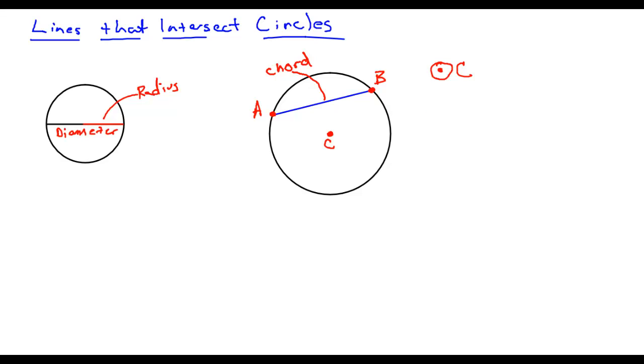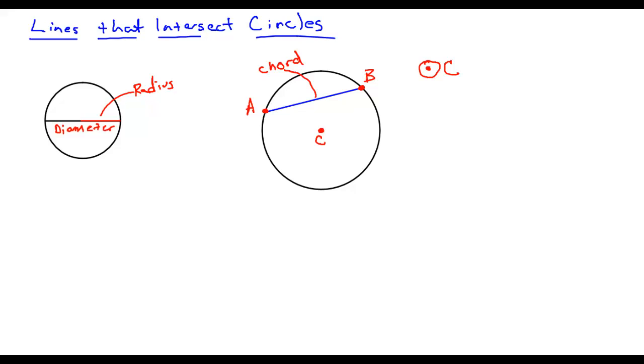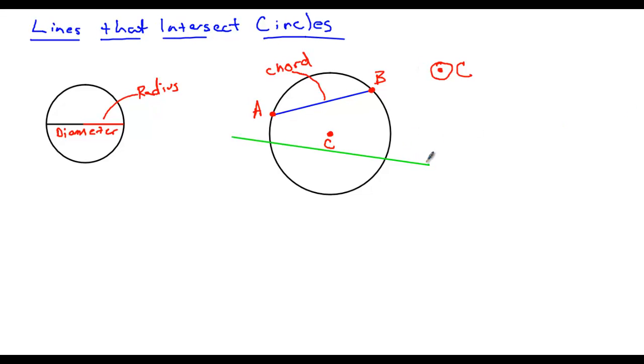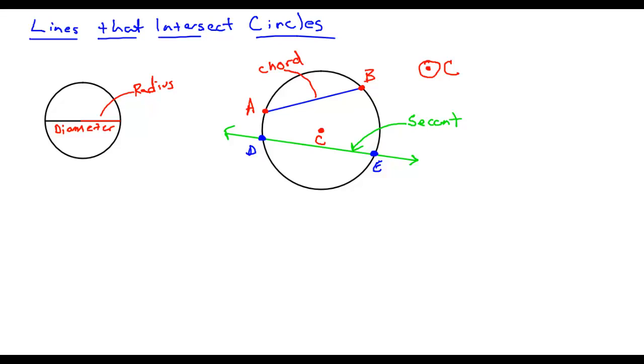Another kind of line that we could have intersect a circle is one that goes like this. And hopefully you can tell the difference between these two is that the chord is a segment, but this green one that I just made is more of a line. It goes all the way through it. So we can put some points here. This will be D and E. And this green line here is called a secant. S-E-C-A-N-T, secant.